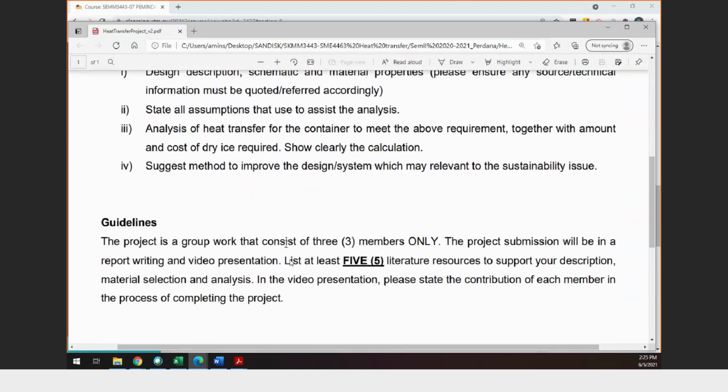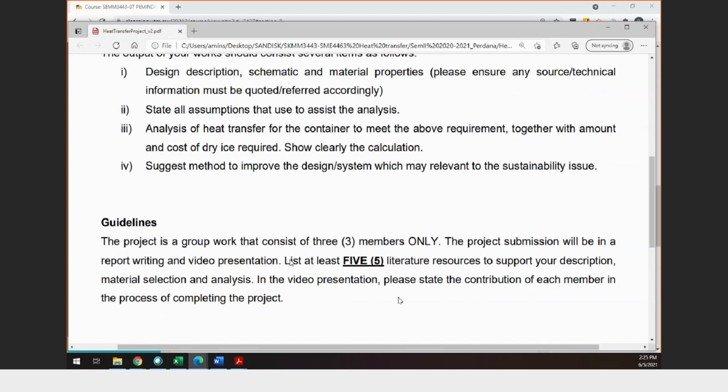So okay, this is a group project, consisting of 3 members only. The project submission will be in report writing and video presentation, so you have to submit in 2 forms. List at least 5 literature resources. You can have more than 5, but the minimum is 5 literature resources.